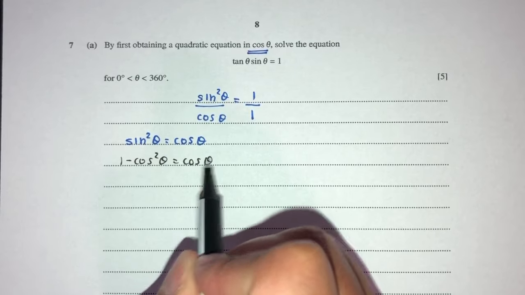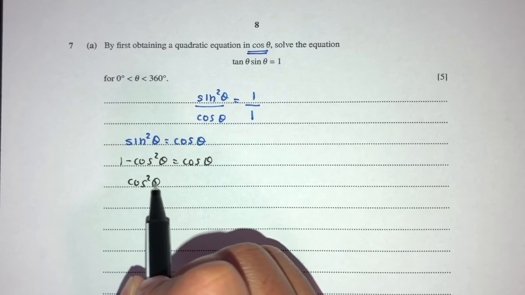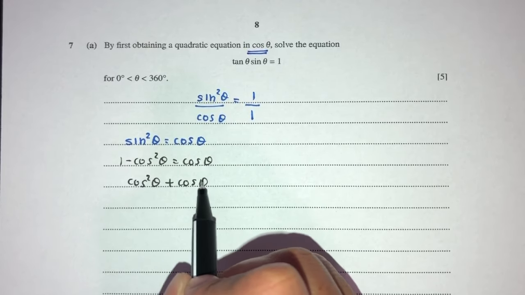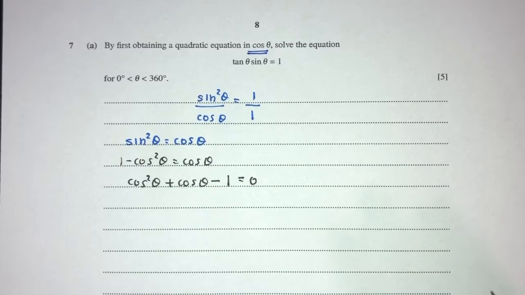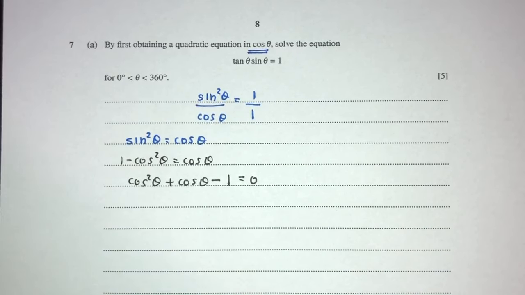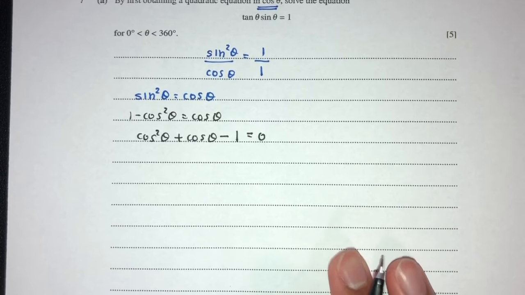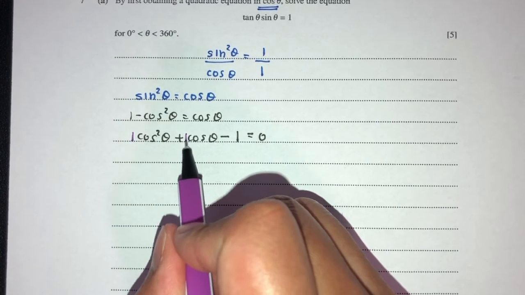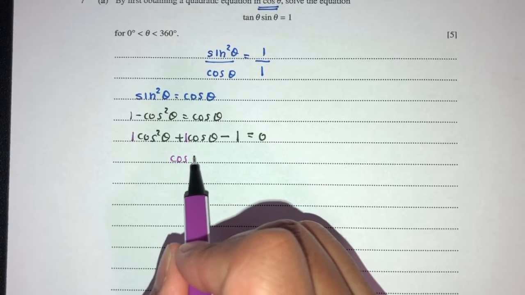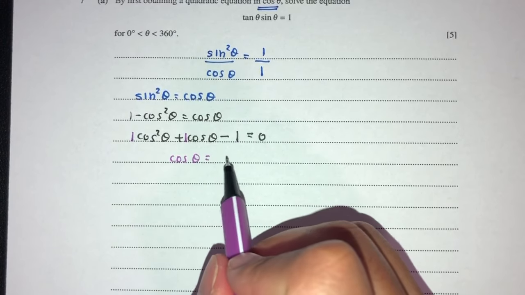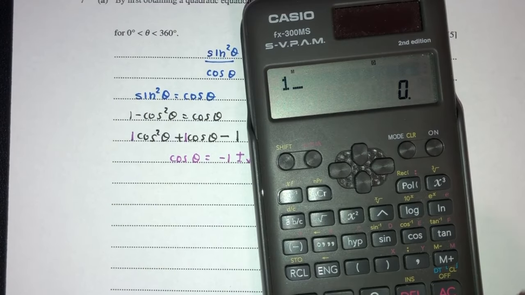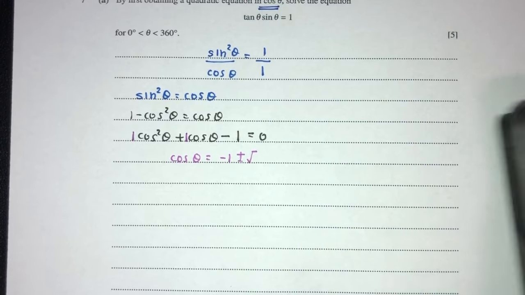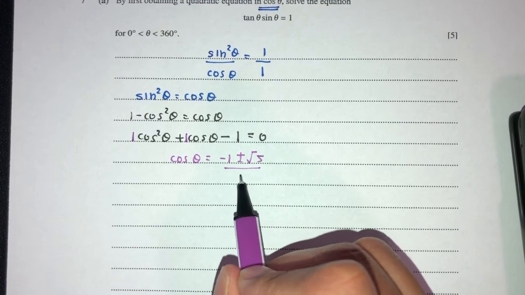Now send everything to one side, you will have cos squared theta plus cos theta minus 1 equal to 0. So this is a quadratic equation. We have to solve this for the values of theta. So first we identify the values of a, b, and c. So cos theta is equal to minus b plus or minus the square root of b squared minus 4 times a times c, which should be root of 5 over here, divided by 2a, which is just 2.